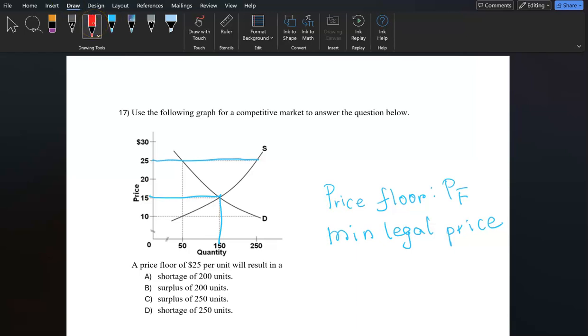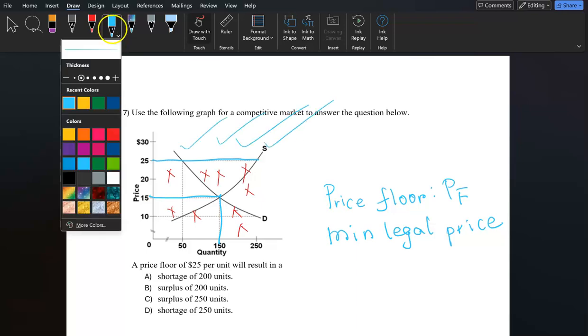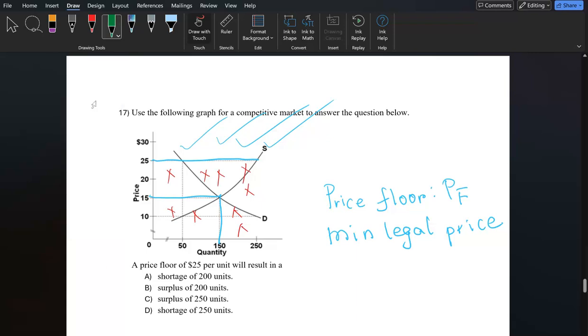That means what? Imagine the floor of the room you are standing. You can't go below the floor price, but you are more than allowed to be on the floor price or above the floor price. Okay. So a price floor of $25, you do not have the option to go below this $25 floor price.